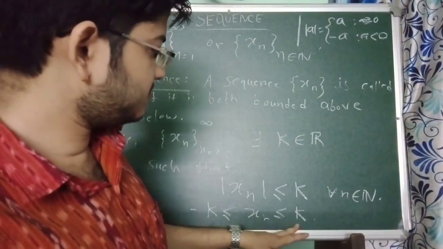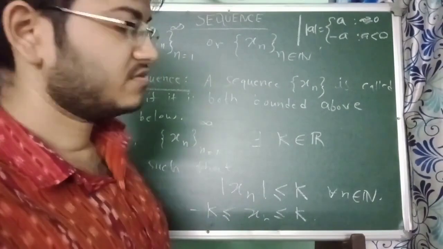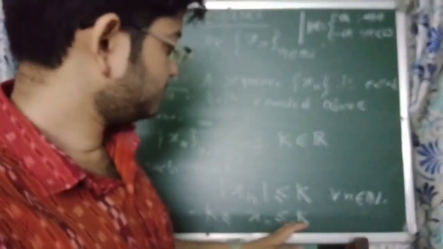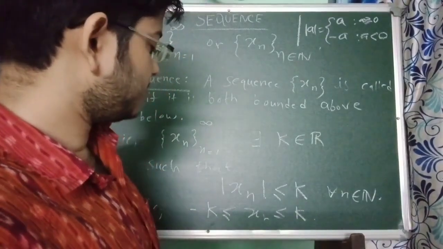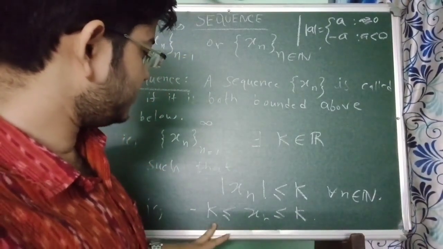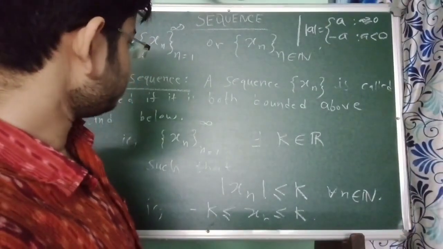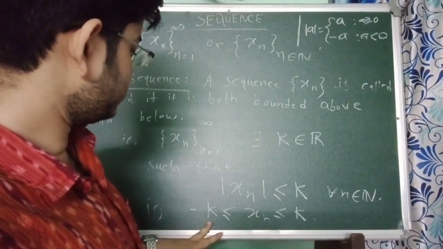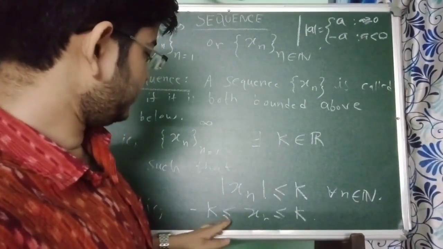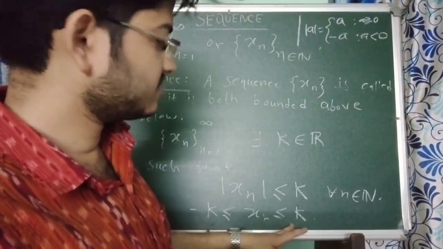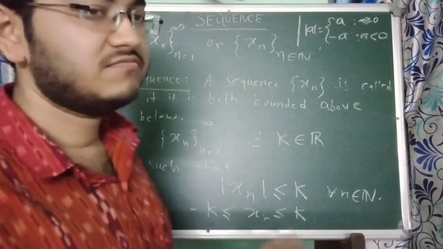If only an upper boundary exists, then we say that the sequence is bounded above by a real number. Or if there exists only a lower number, minus a less than or equal to xn, and there does not exist any upper boundary, then we say that it is bounded below.